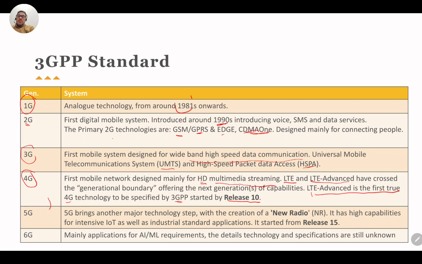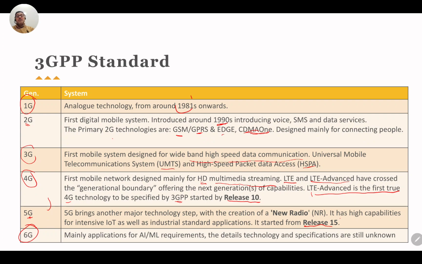Then the new generation is 5G. 5G brings another major technology step with the creation of the New Radio, which can support an intensive number of machine type communications, known for example as IoT, and it can also support very high data rates, up to 20 gigabits per second in the downlink per cell. This actually started from Release 15 in 3GPP. And now there is a lot of discussion about 6G and what it will be.